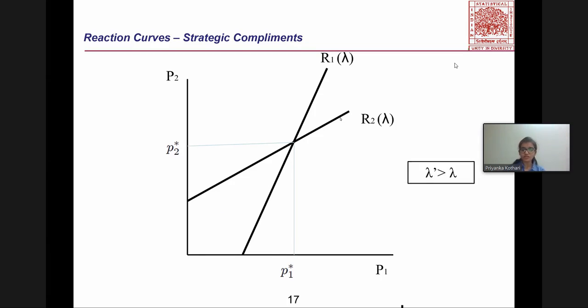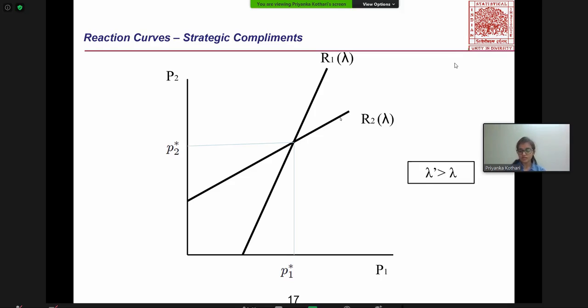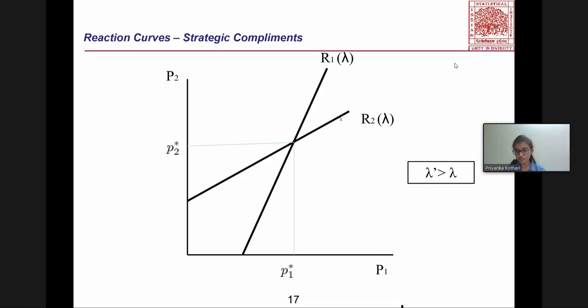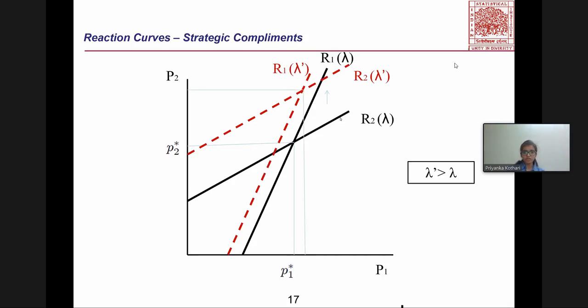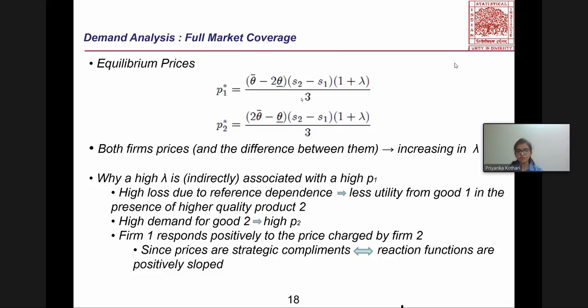These are the reaction functions of firm 2 and firm 1. As the reference dependence parameter goes up and consumers become more reference dependent, the reaction function of the high quality firm 2 goes up, and so does that of firm 1, and the new prices are given by the new intersection point. As you can see, the prices for both firms have increased, but the increase in the price charged by firm 2, the high quality firm, is higher than that of firm 1. It is quite intuitive that firm 2 will charge higher prices if consumers are more reference dependent.